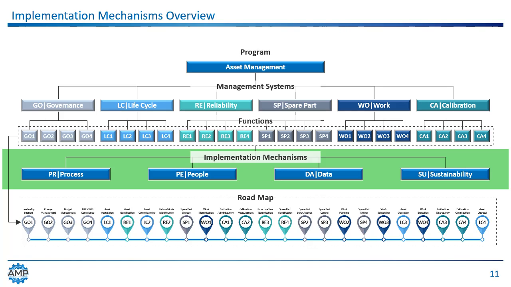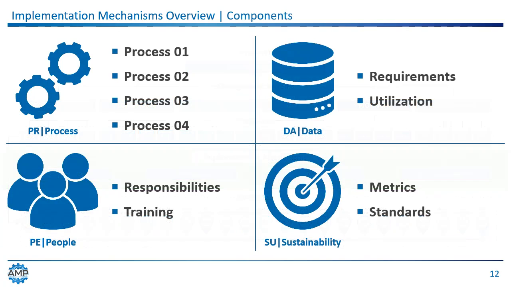Well, let's keep digging. We've gotten management systems and functions described, so let's talk about the implementation mechanisms that are associated with each and every function. The next thing to talk about after management systems and functions, like we said, are the implementation mechanisms. Now, we touched on these several times when we were discussing the process, people, and data and sustainability, but these next couple of slides give you a little bit more detail.